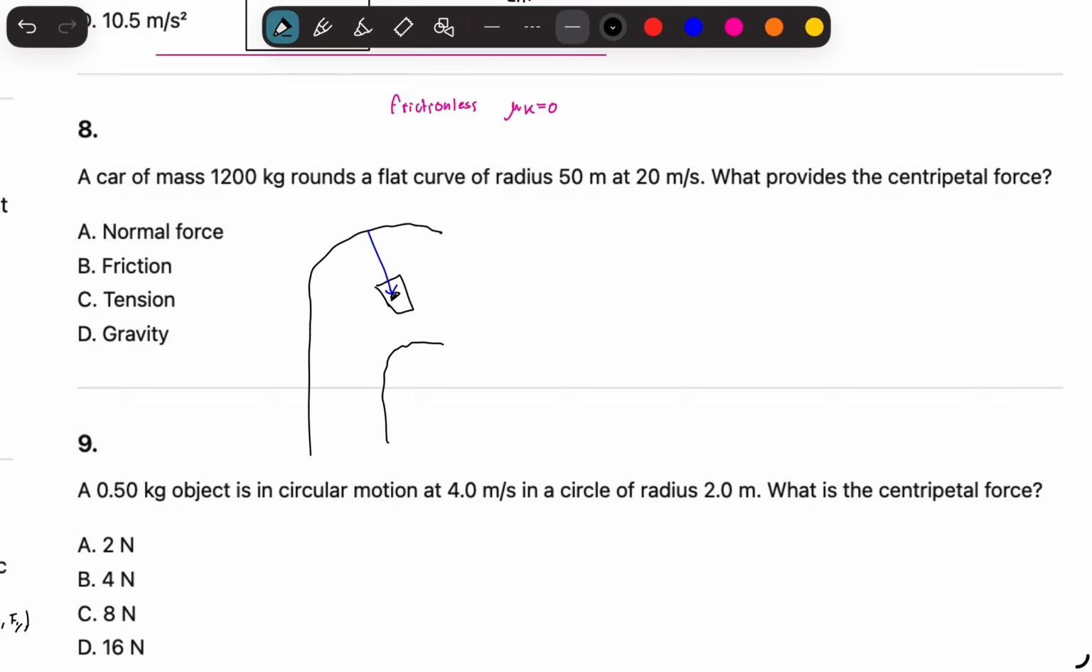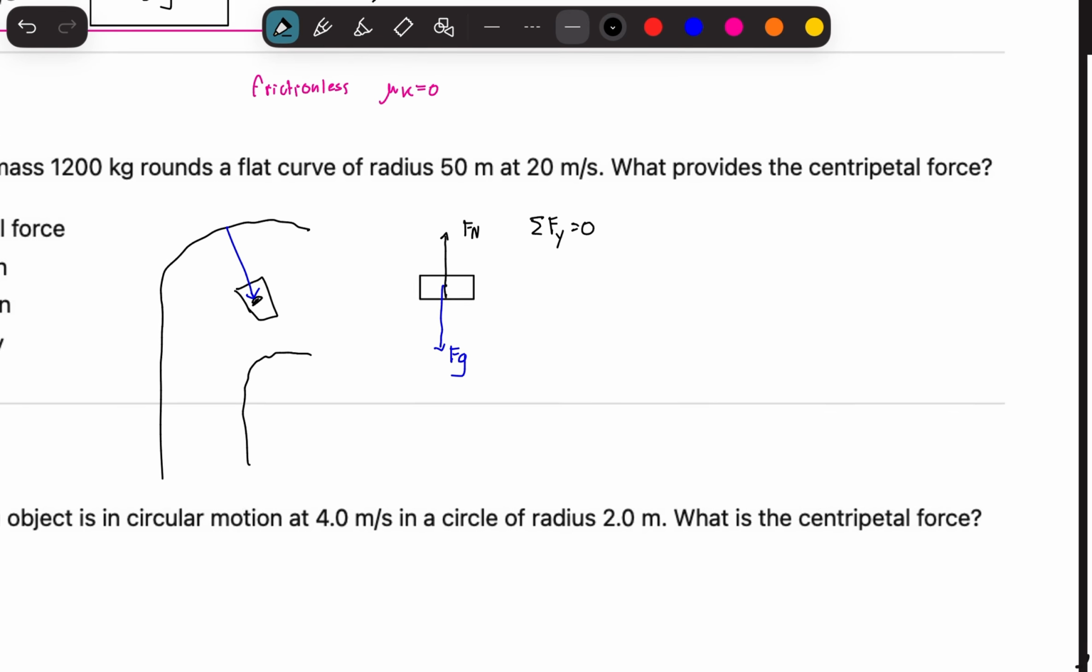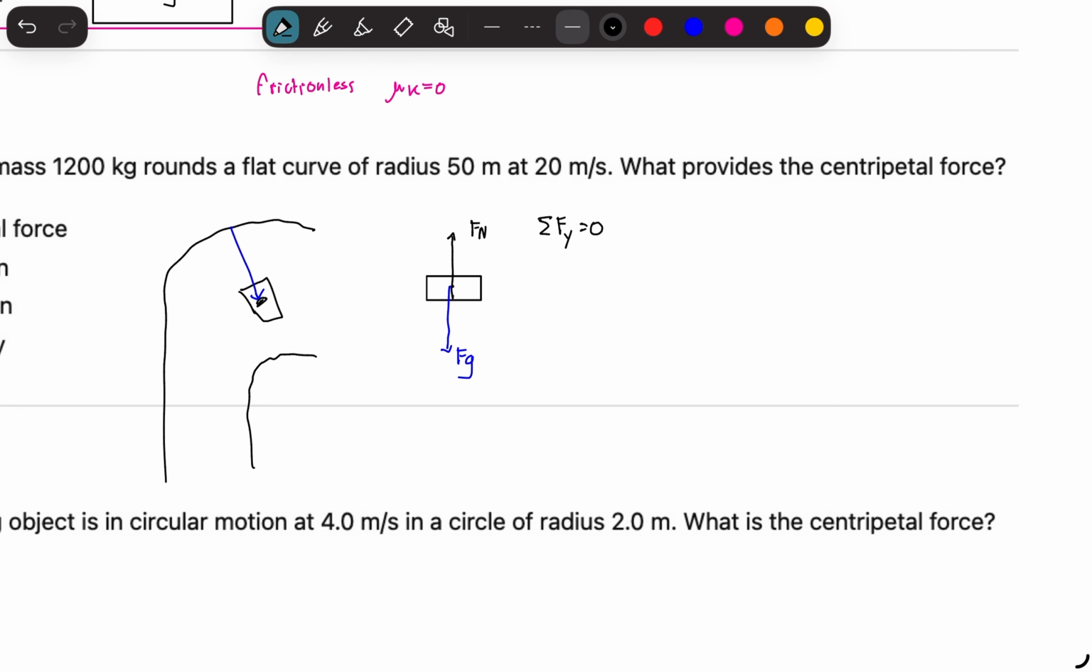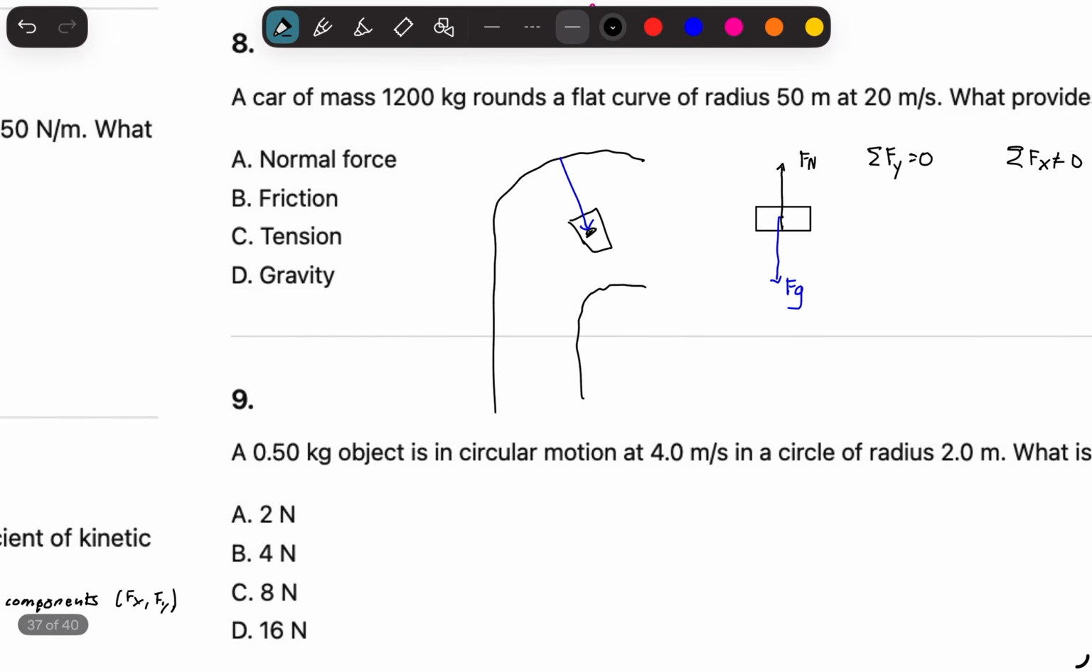So the answer is on your road, on your flat road, your person has a normal force that is upward, and they have a force of gravity that is downwards. So there's a summation of your forces in the vertical direction that's going to equal 0, because you're not moving up and down. You're only moving left and right. So that means that the imbalance has to happen because your summation of your horizontal forces does not equal 0. So that means that your friction is going to cause your inward centripetal motion. Causes your FC inward.